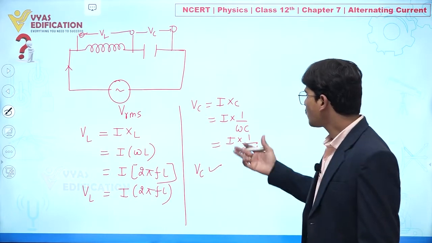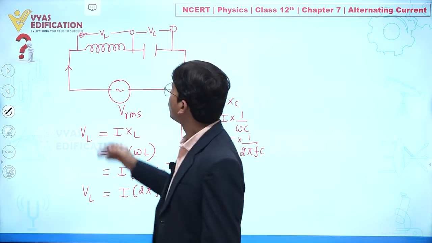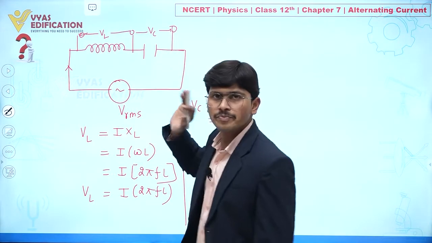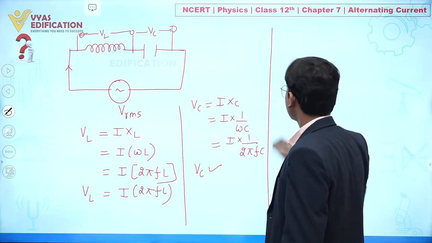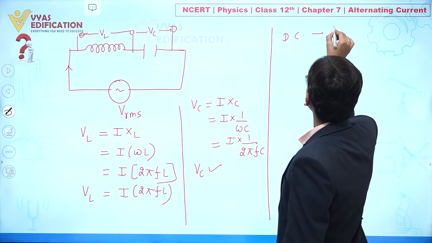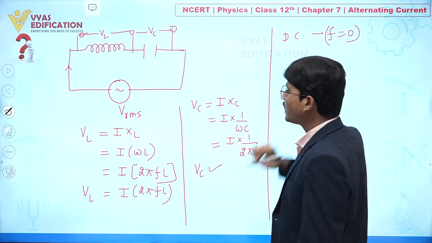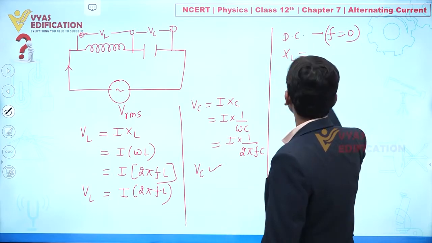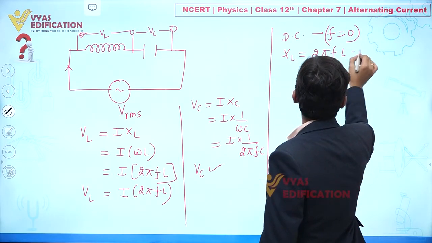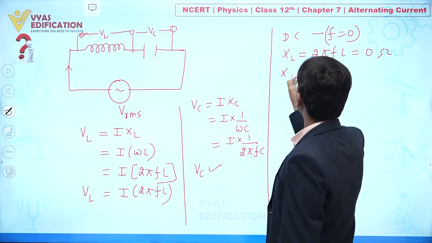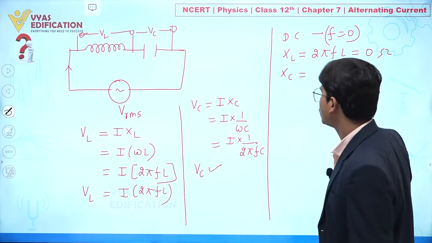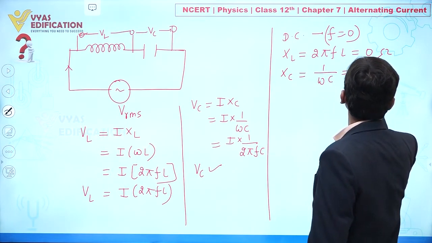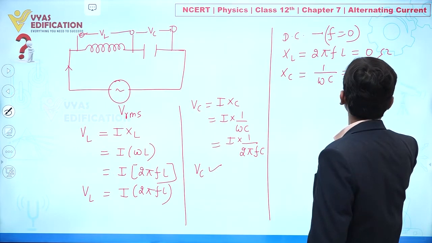Now we talk about AC, clear. In AC you will find the potential difference across the L as well as across C, clear. But what about DC current? In DC we have frequency 0. So whenever we have frequency 0, the resistance offered by the inductor is equal to 0. Yes or no? And the resistance offered by the capacitor is infinite, because the value of frequency is 0, clear. So from here you can say this is infinity.